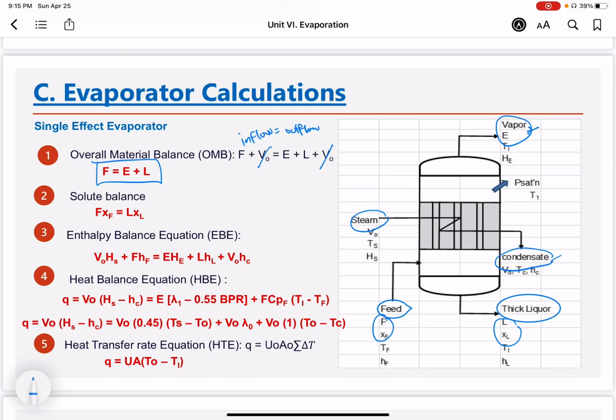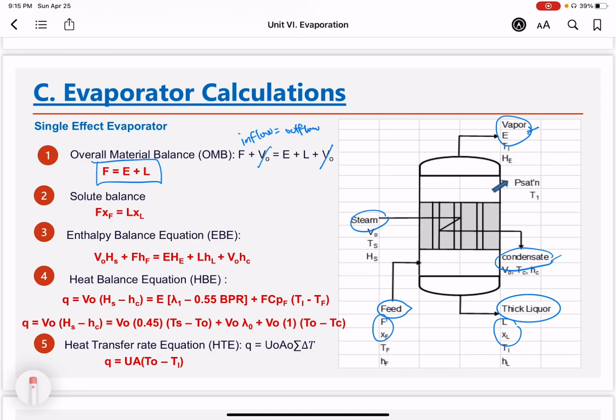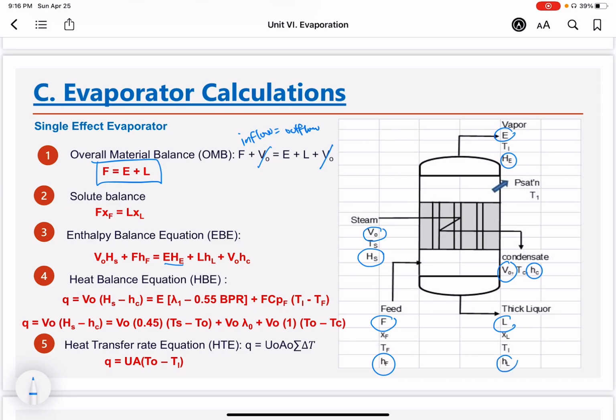Now let's talk about enthalpy balance. If you talk about enthalpy balance, you have V0 times HS plus what's incoming, FHF, is equivalent to EHE plus V0HC plus LHL. It's just basically a material balance.